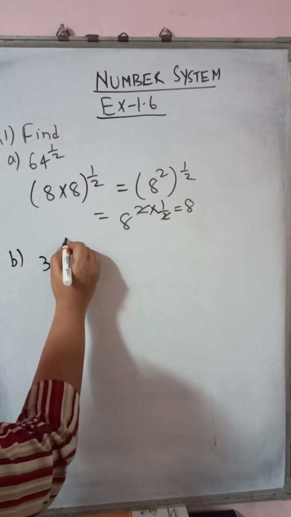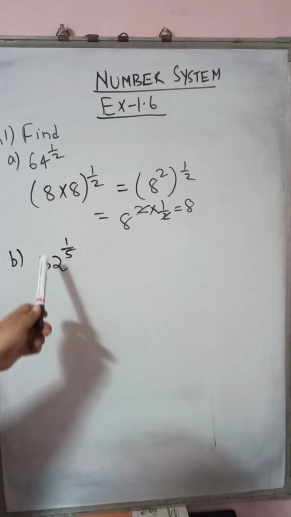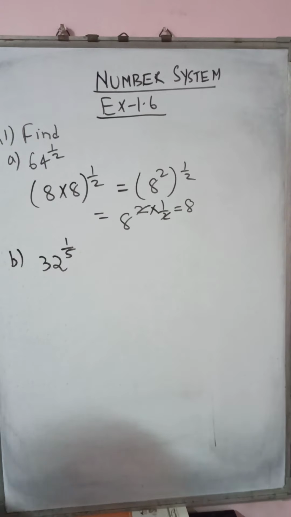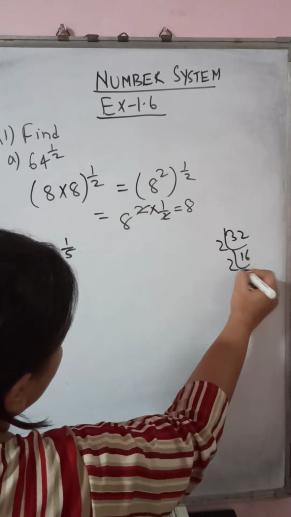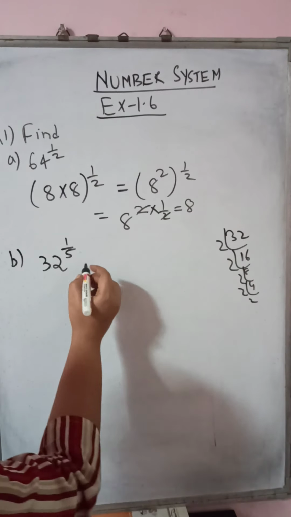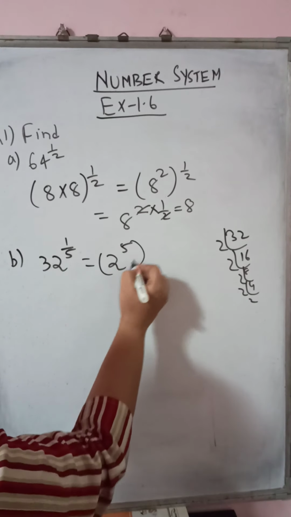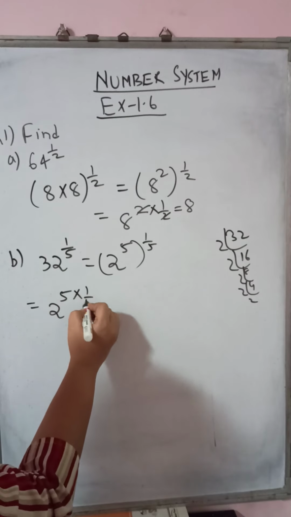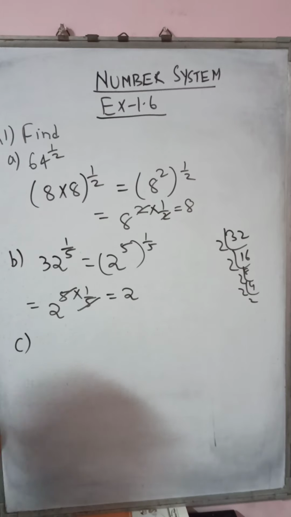Now second part, 32 raised to power 1 by 5. So how can you write 32? You have to write 32 in exponential form and the power of that number should be 5. So this 32 can be written as 2 into 2 into 2 into 2 into 2, that means 1, 2, 3, 4, 5. So it can be written as 2 raised to power 5 into 1 by 5. So this 5 gets cancelled. The answer is 2.